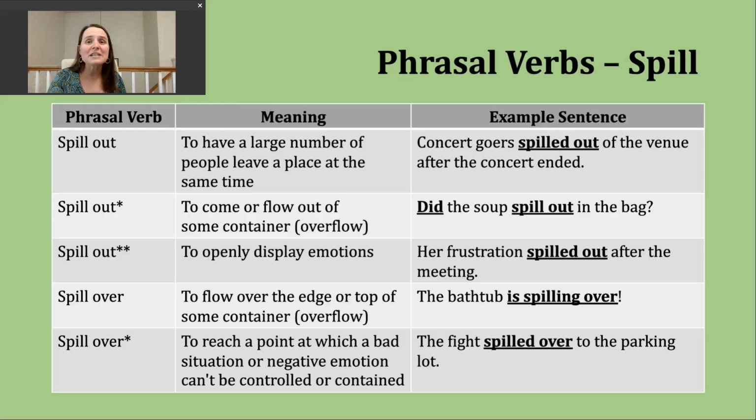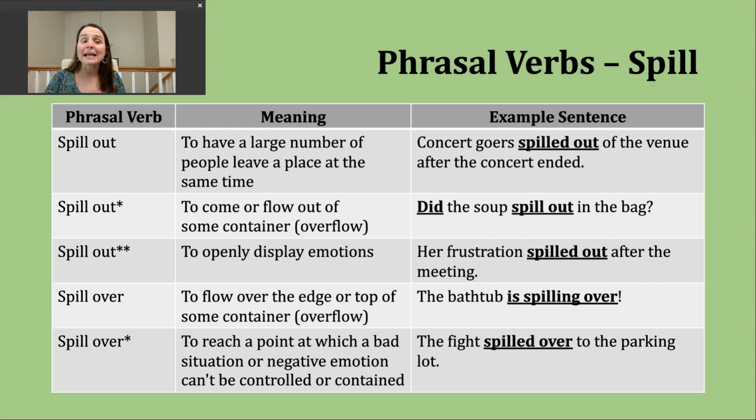Now, let's take a moment to look at some phrasal verbs with spill. The first we'll look at is to spill out. This can have a couple different meanings. The first way you might hear it used is to describe having a large number of people leave a particular place or location at the same time. An example of this might be: concert goers spilled out of the venue after the concert ended. Right? So a large group of people left.